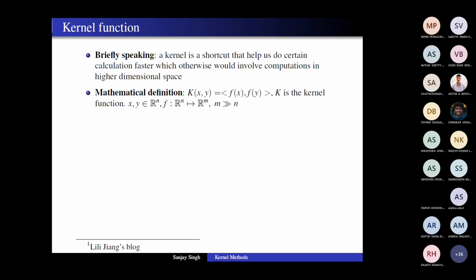So the mathematical definition of this is nothing but, there are two functions, earlier I was taking phi, the f(x) and f(y), and this is nothing but the inner product. So k is the kernel function, and this is just defined like this. Don't worry about it.